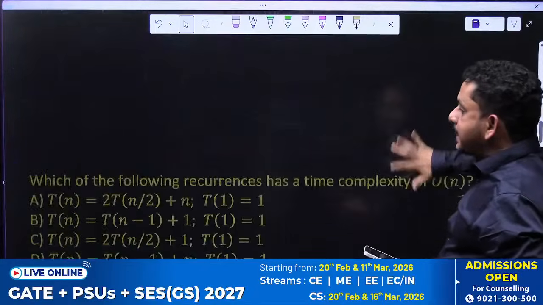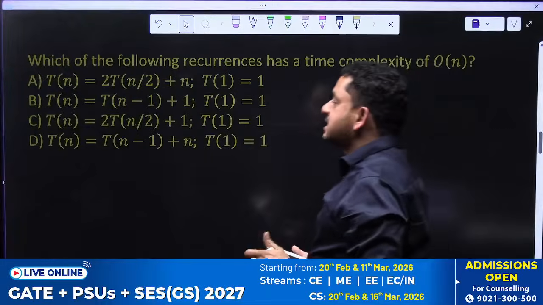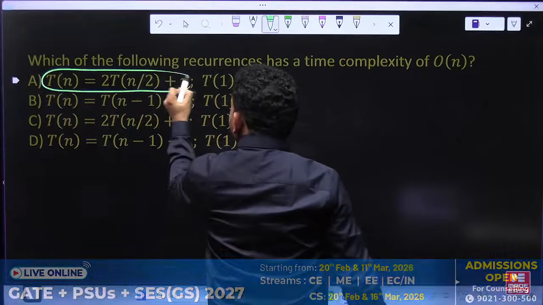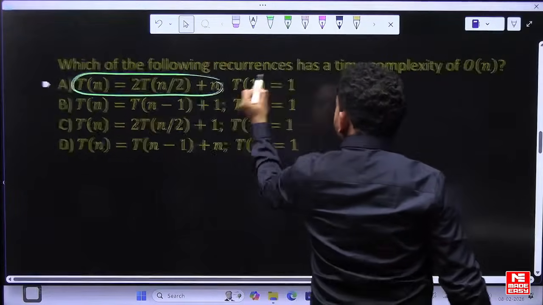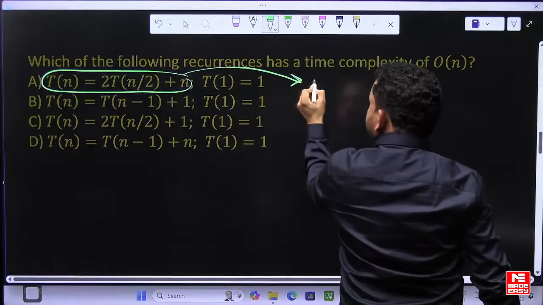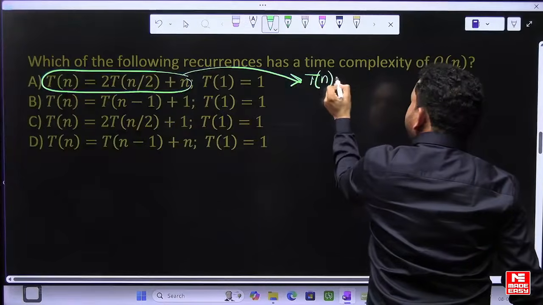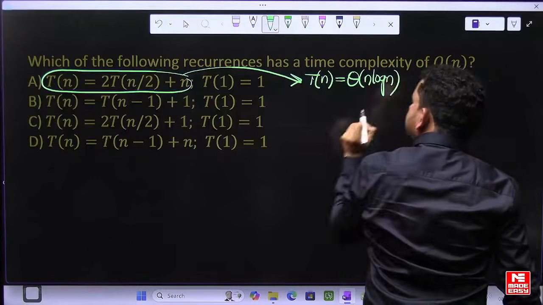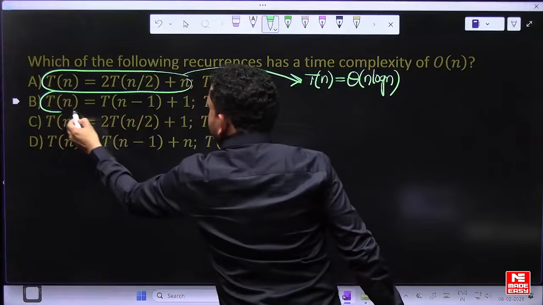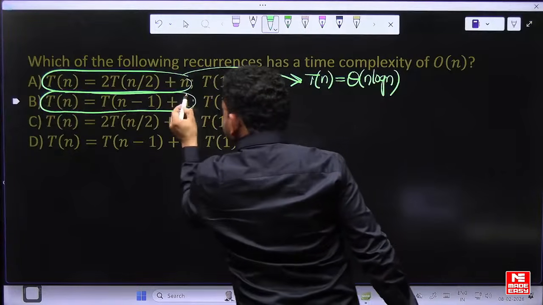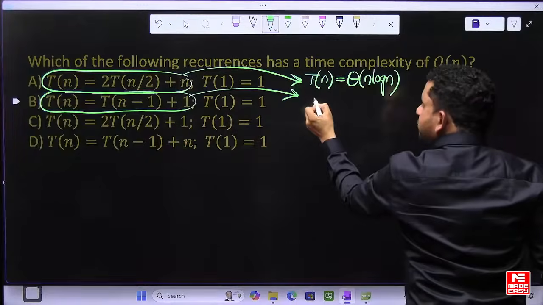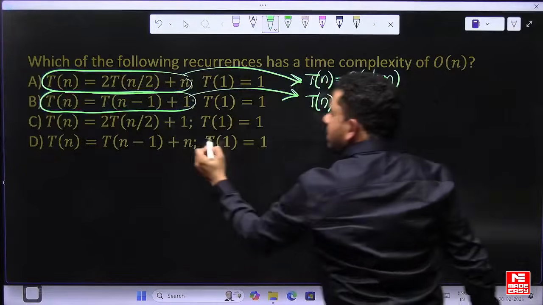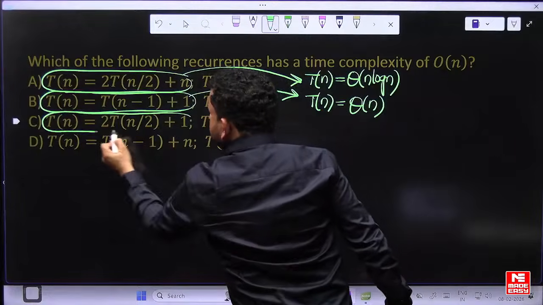So next one, about the recurrence equation. If we apply master theorem for the first one, T(n) = 2T(n/2) + n, then T(n) is theta of n log n. And the second recursion, 1 plus 1 up to so on n times, then T(n) if you expand by using substitution method, it is order of n. And this third recursion again we can go for master theorem.